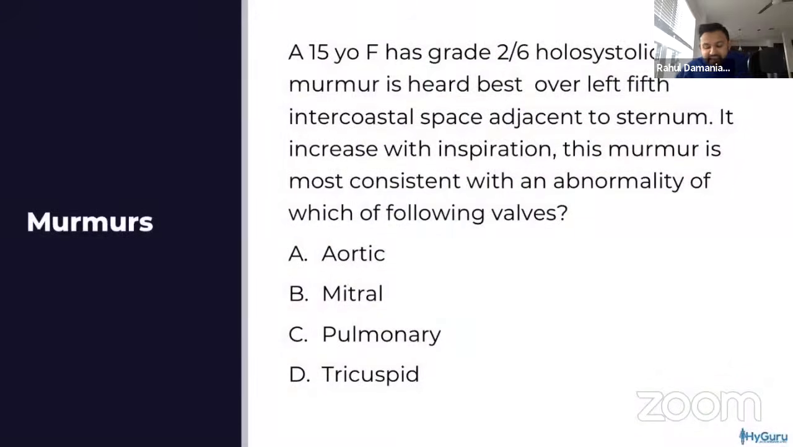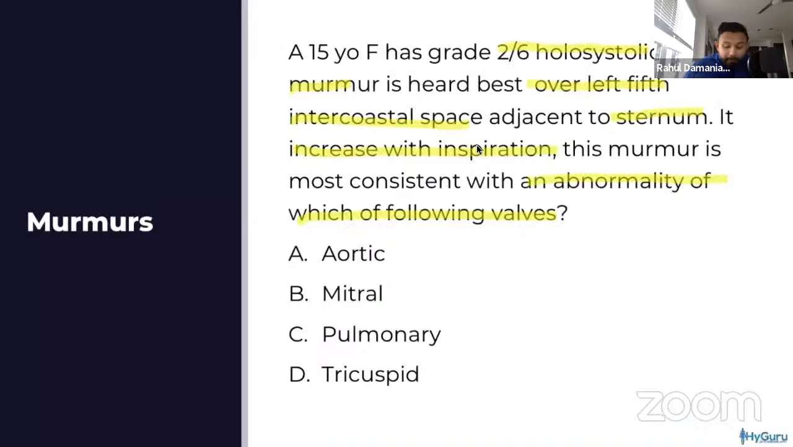A 15-year-old has grade 2 out of 6 holosystolic murmur, heard best over the left fifth intercostal space adjacent to the sternum. It increases with inspiration. The murmur is most consistent with an abnormality of which of the following valves? Go ahead, take some time. What do you think is the answer here? All right, ladies and gentlemen, the answer is actually going to be D.